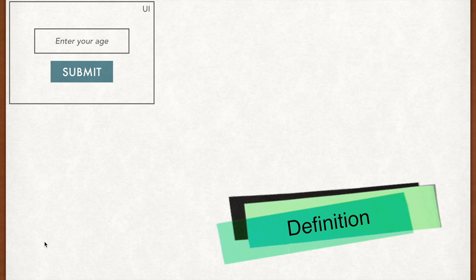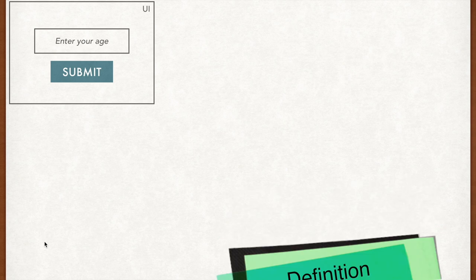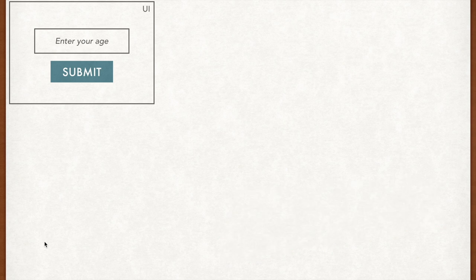Okay, so right now, let's try to define the property editor. Let's try to understand what it is. So we have seen some examples so far. So right now, I'll just try to give you a definition of property editor. And after that, we are going to see some more uses of that.